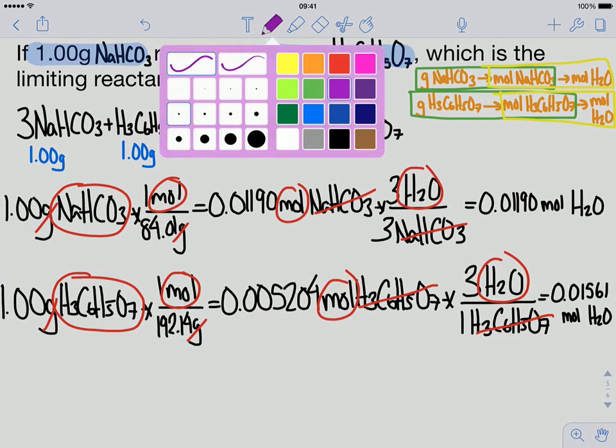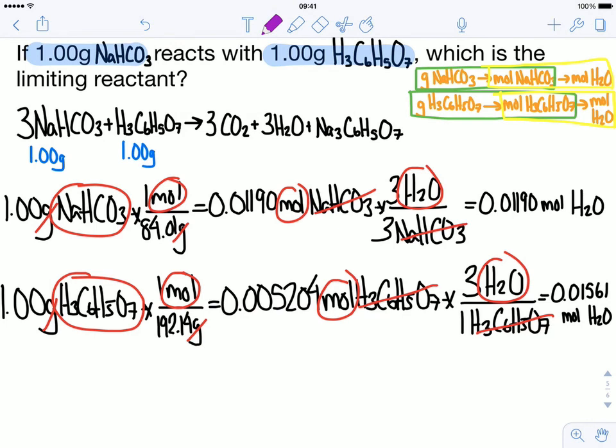So now if we look at these two numbers, the way we tell which one's the limiting reactant is whichever one is smaller. So between these two numbers, this one right here is smaller. So this is the maximum amount of water that we can produce. Now, which of the two reactants produced this amount of water? This one right here, the sodium bicarbonate. Therefore, the sodium bicarbonate is our limiting reactant.